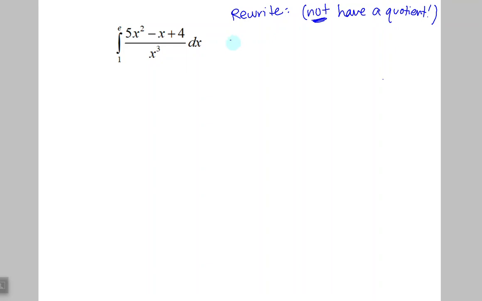So I'll start by rewriting my integral symbol, and then I'm going to distribute this denominator: 5x squared over x cubed minus x over x cubed plus 4 over x cubed. Now I'm still not ready to take an antiderivative because I still have quotients. Now I just have more of them. So let's continue to rewrite by simplifying.